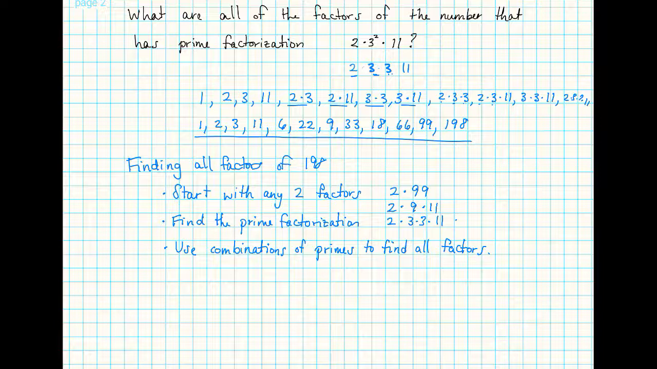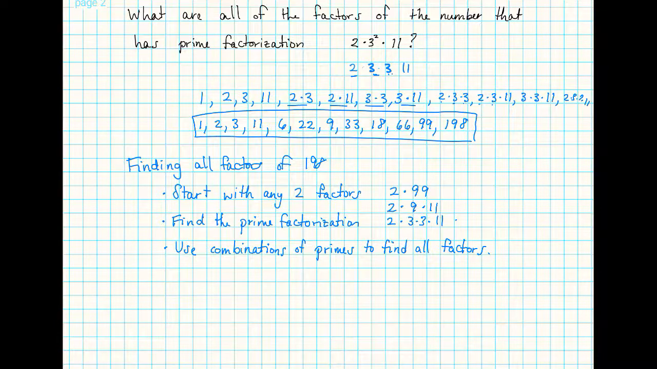So this is something that takes away a lot of the guess and check of finding the list of all of the factors of a number. You just start with any 2 factors, break down the prime factorization, and then take the combinations of the primes to find all of the factors.